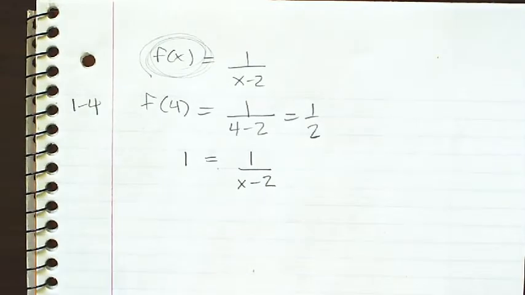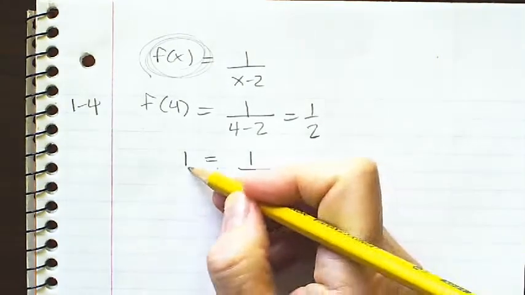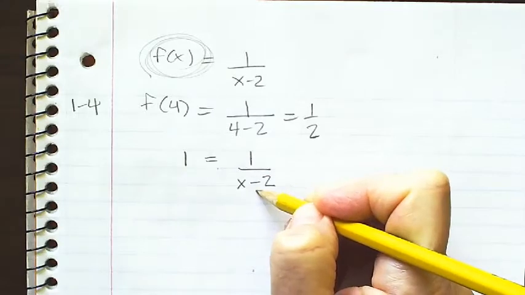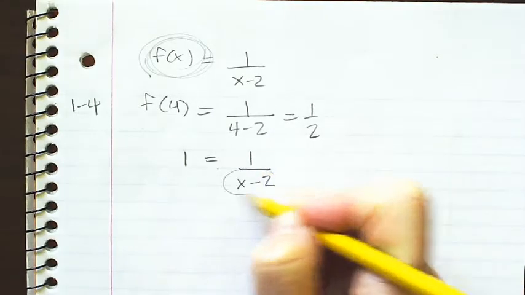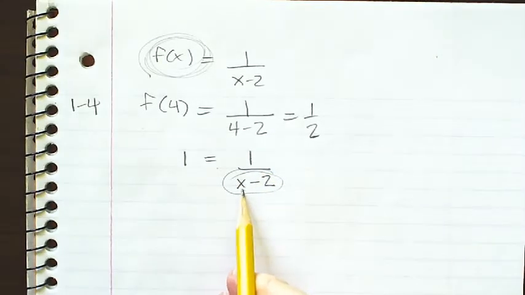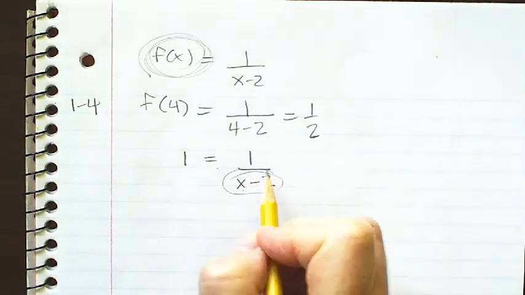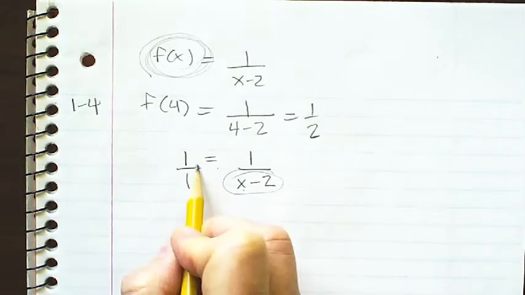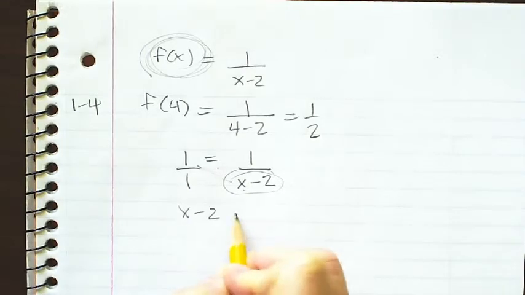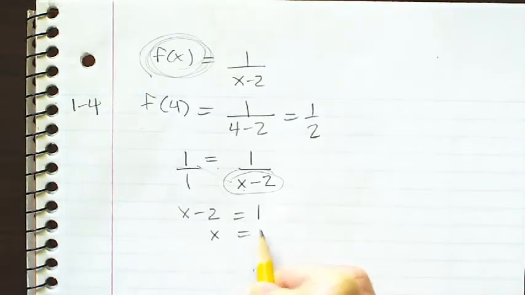And you might be able to just do that in your head. 1 is equal to 1 divided by 1. So how are you going to get a 1 out of this? That would have to be a 3. If you weren't sure, you could just cross multiply. So x minus 2 equals 1, x equals 3.